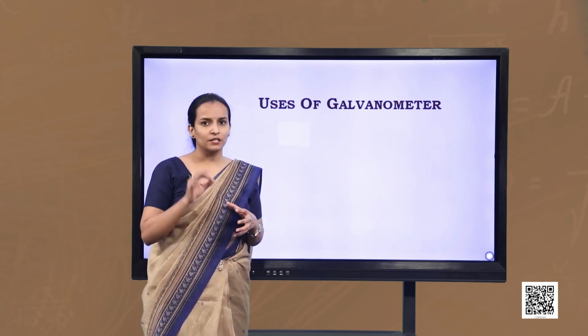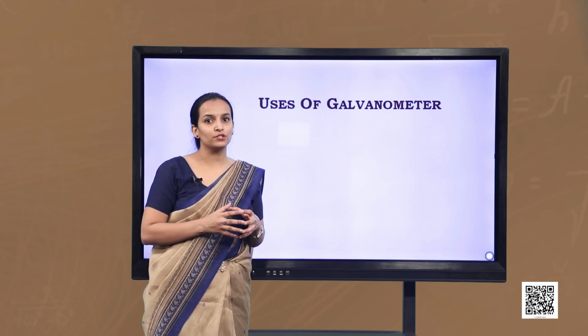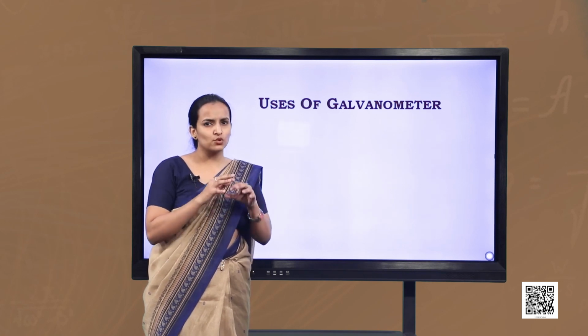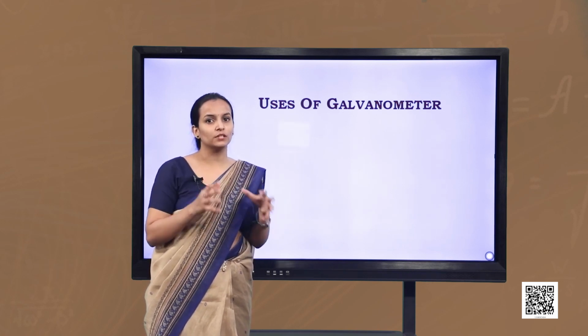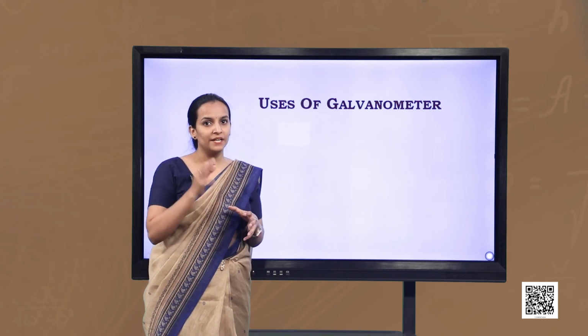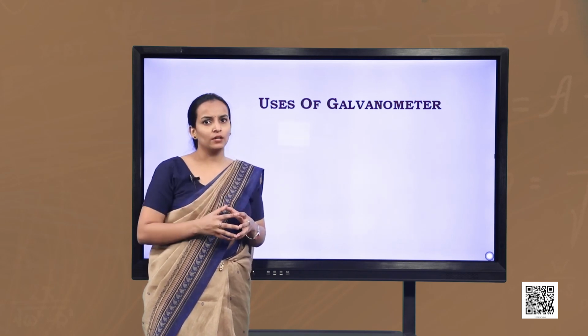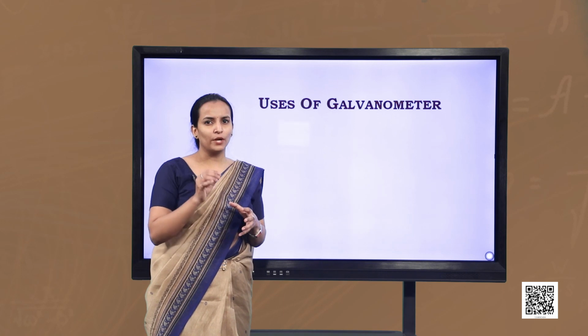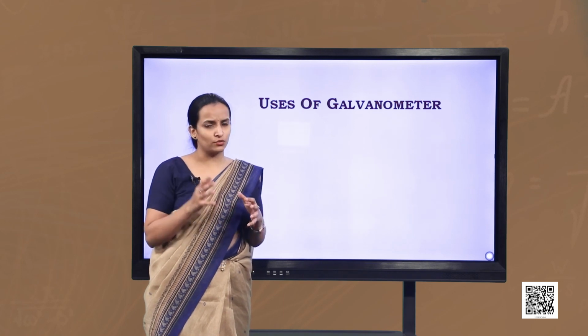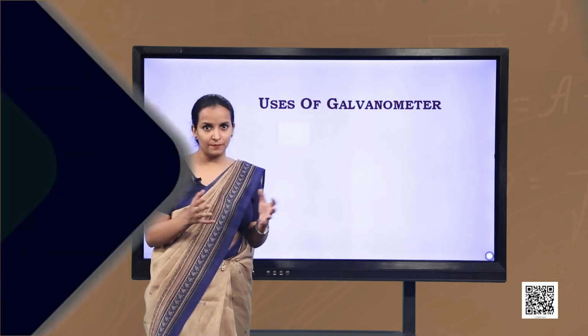In that case, the neutral point or the null point of the pointer, that is where no current is flowing through the galvanometer, is in the middle of the scale. Depending on the direction of the current, the pointer's deflection is either to the right or to the left.